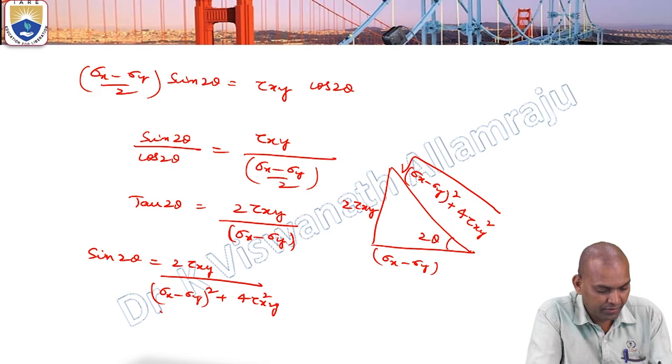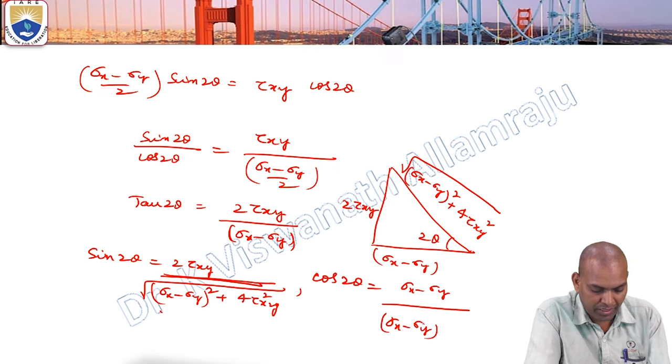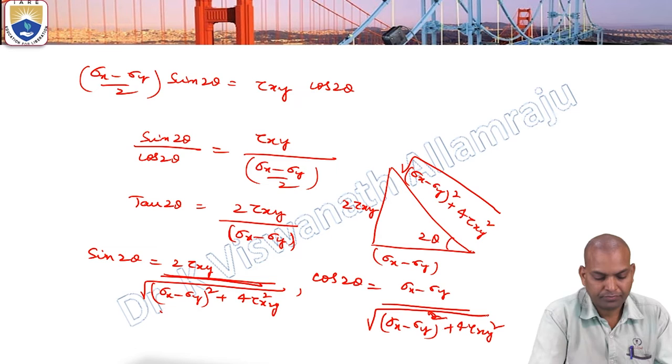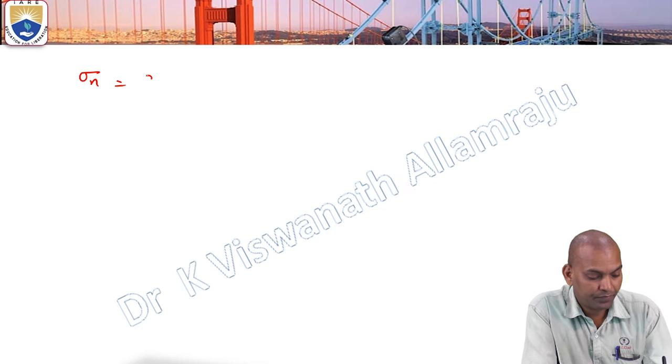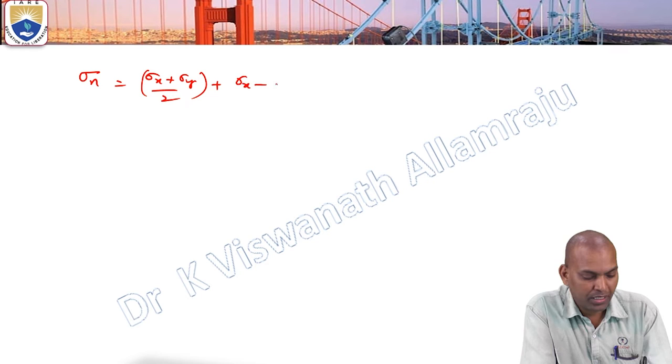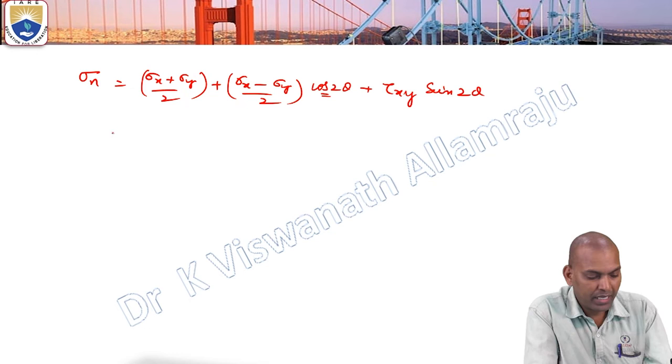From this again, cos 2 theta equal to (sigma x minus sigma y) by the square root of (sigma x minus sigma y) whole square plus 4 times tau xy square. This sine term and cos term we substitute back in the equation of sigma n. What is that equation of sigma n? Sigma n equal to (sigma x plus sigma y) by 2 plus (sigma x minus sigma y) by 2 cos 2 theta plus tau xy sine 2 theta. Substitute back the cos 2 theta and sine 2 theta here.